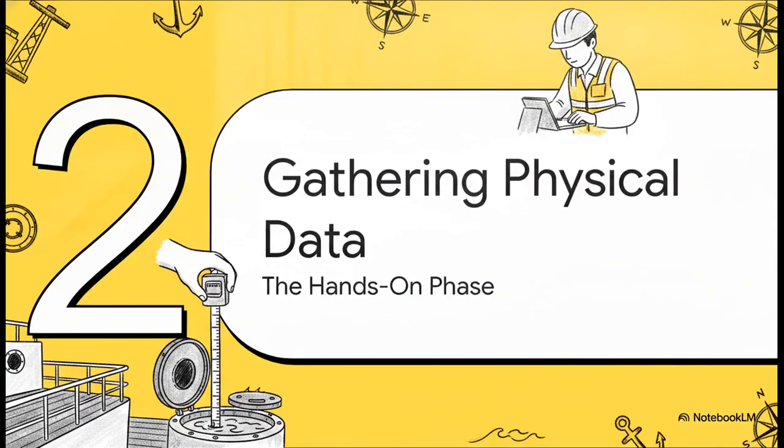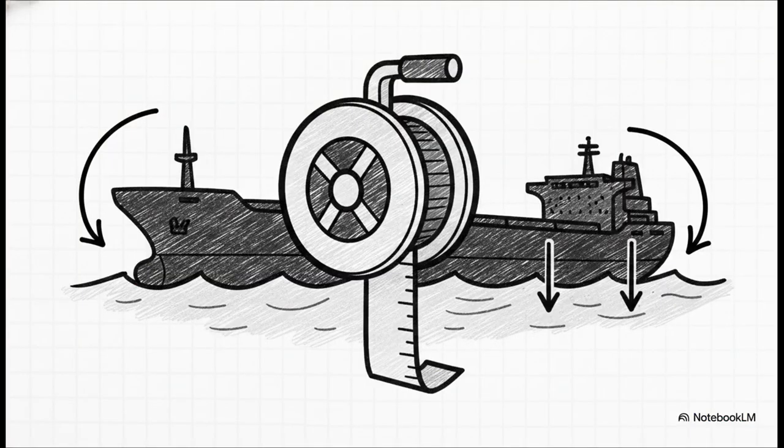Part 2. Gathering the physical data. The hands-on phase. To actually do this job, officers use specialized equipment. The universal standard out on the water is the calibrated UTI tape, which stands for ullage, temperature, and interface. There are also manual tapes, portable electronic gauges like MMCs, and automatic fixed systems that use radar or floats.